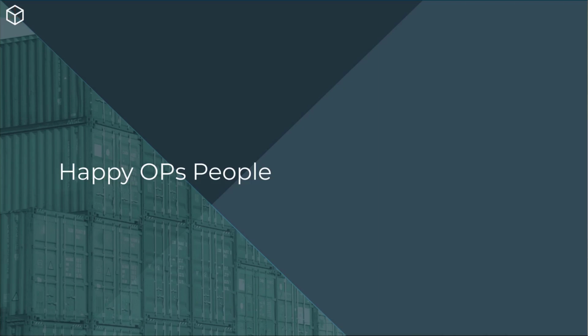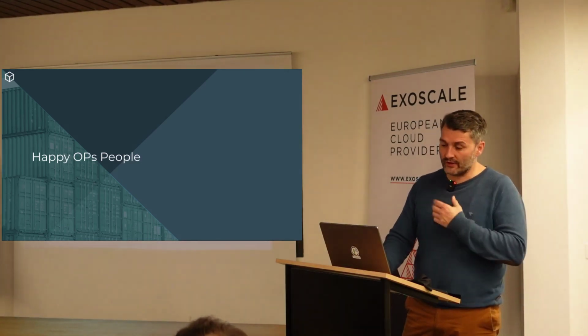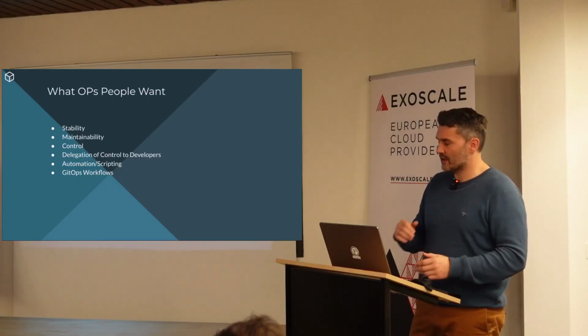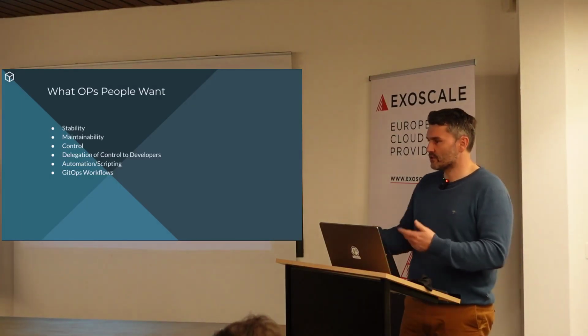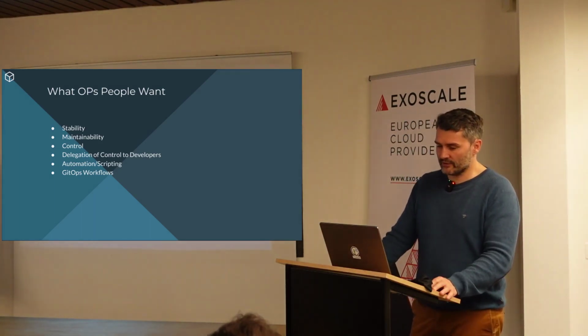Happy ops people. What makes ops people happy, or DevOps people, depending on how you see it? There is a kind of demand or desire from ops people, right? The first demand of ops people is that they want stability. Nothing should change. Never change a running system, right? Then maintainability. Things should be maintainable in a reasonable amount of time.